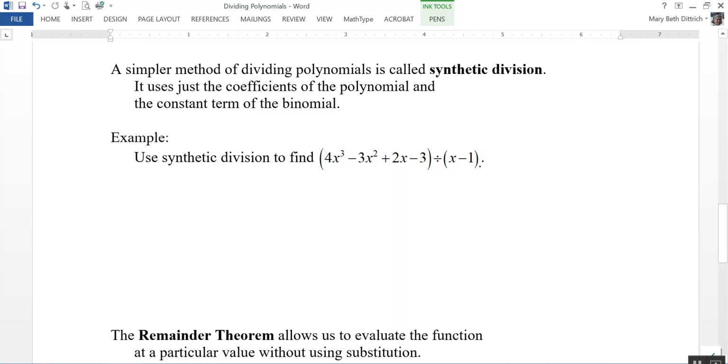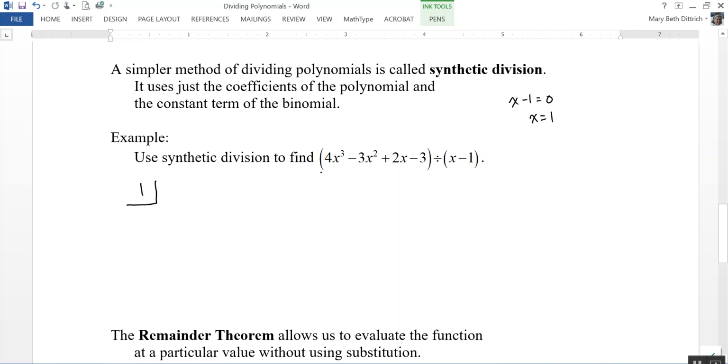Here's how it works. I'm going to take, technically not just the constant term, but what would be my 0 in this case. So if I said x minus 1 is equal to 0, then x is equal to 1. So I'm going to use 1 to divide. And we put it into a little backwards L-shaped box.